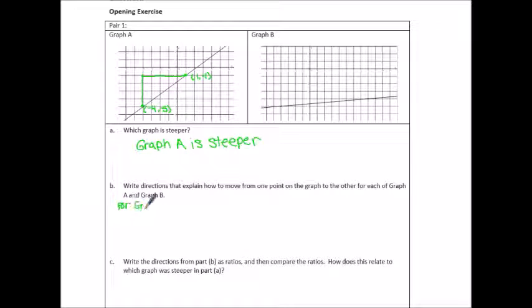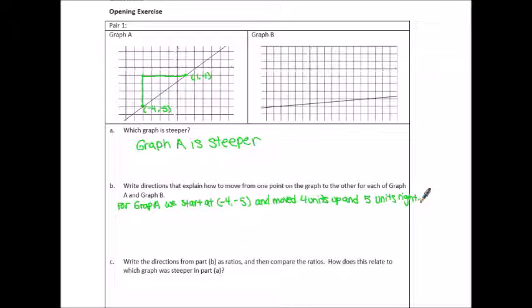For graph A, we started at -4, -5, and moved 4 units up and 5 units right.